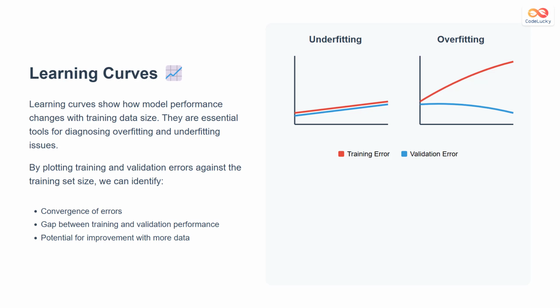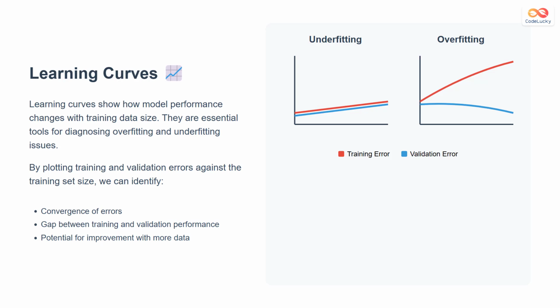Learning curves show how model performance changes with training data size. They are essential tools for diagnosing overfitting and underfitting issues. By plotting training and validation errors against the training set size, we can identify convergence of errors, the gap between training and validation performance, and the potential for improvement with more data.